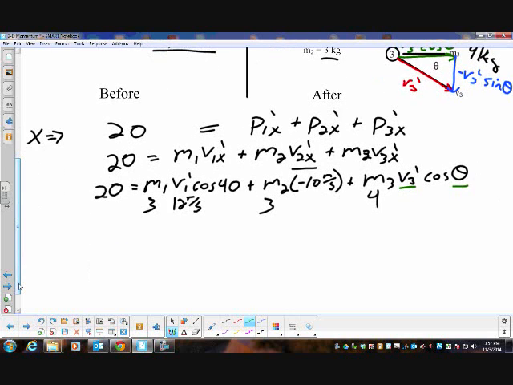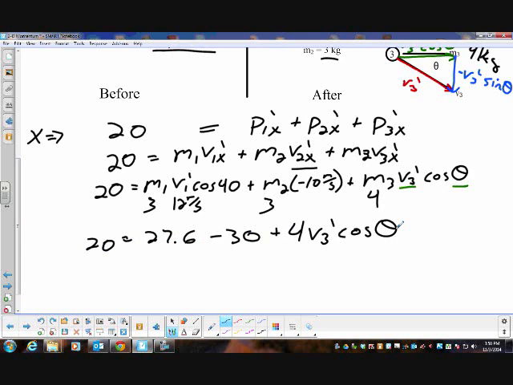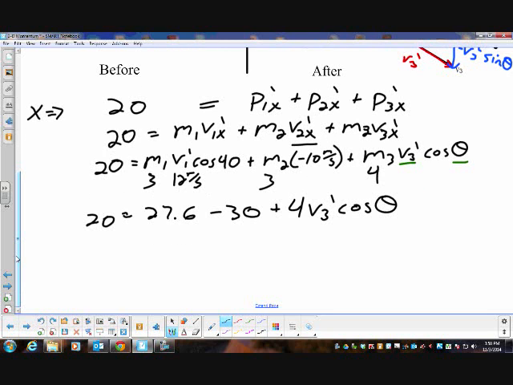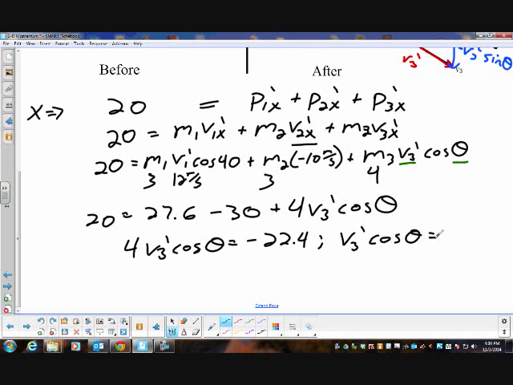So I can simplify this down, and actually I'm just going to go ahead and simplify it down with the numbers. So just give me a second to do that. So that's what I get by plugging in the masses and the velocities that I know, and then solving and rearranging this expression gives me, or even simplifying it further. And so just a slight rearranging, V3 prime cosine theta is equal to negative 5.6.